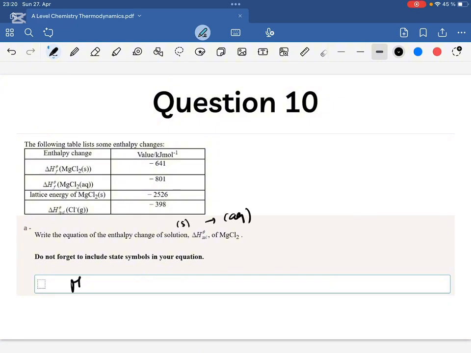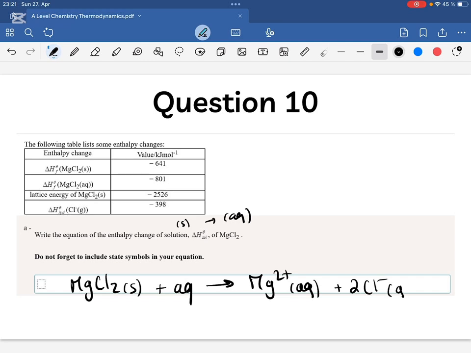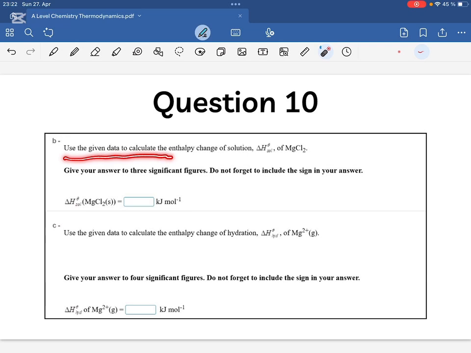So I have MgCl2, and it's a solid. I'm adding water, and I'm going to form Mg2+ aqueous plus 2Cl- aqueous. So whenever they say enthalpy change of solution, it's where I'm going from the solid to form the aqueous ions. Use the given data to calculate the enthalpy change of solution of MgCl2 and give your answer to 3 significant figures. Delta H solution of MgCl2.